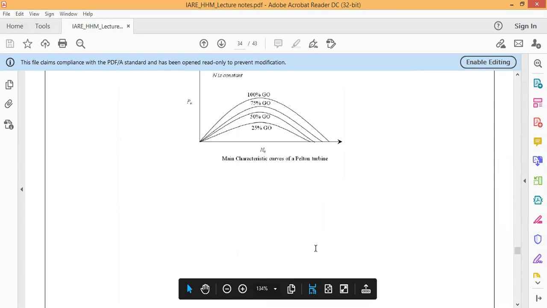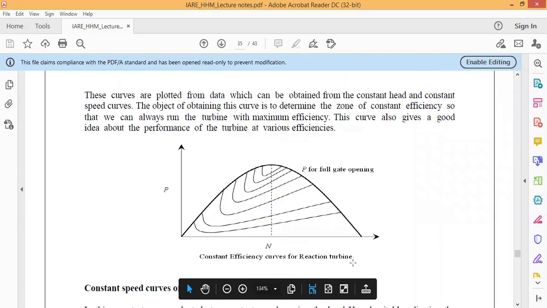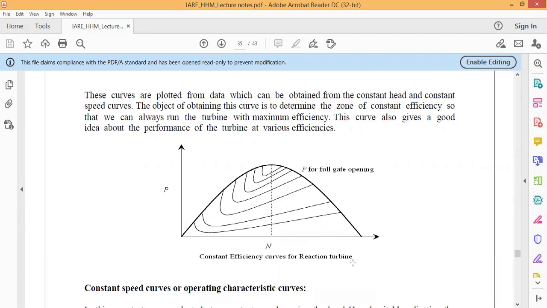Similarly, we have more curves. This is a constant efficiency curve for the reaction turbine. The curves are plotted from data which can be obtained from the constant head and the constant speed curve. The object of obtaining this curve is to determine the zone of constant efficiency so that we can always run the turbines with maximum efficiency. This curve also gives a good idea about the performance of the turbine at various efficiencies.